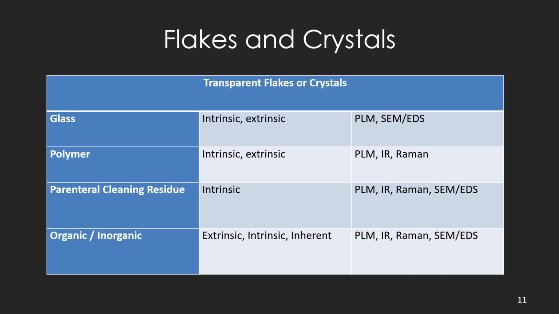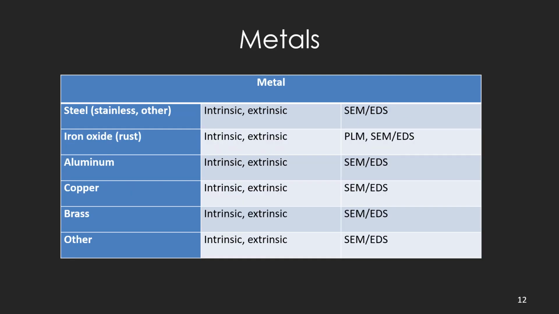Flakes and crystals are also very common. Glass, polymer, inorganic and organic flakes and crystals. All of these things are reasonably common. Obviously, glass and polymer are very common. Metals, you really need to know how to do metals, and primarily that's SEM EDS. And that's one where there aren't really too many other things you can do. For aluminum, for instance, if you get a nice peak for aluminum with energy dispersive X-ray spectrometry, I think you're reasonably confident that that's what it is.